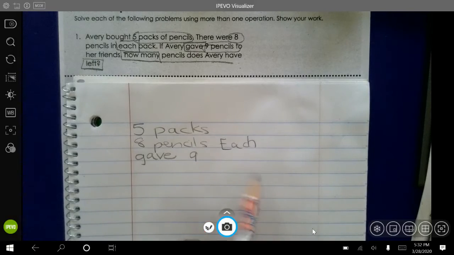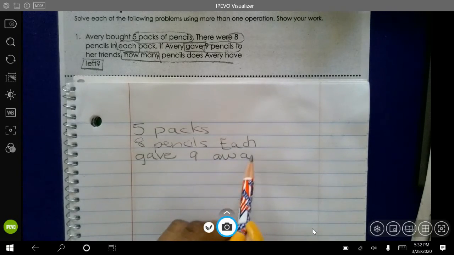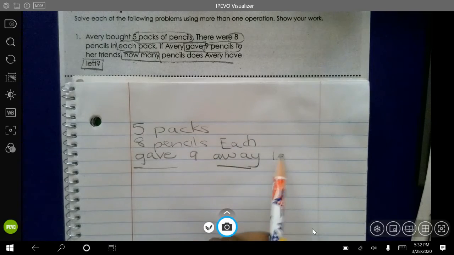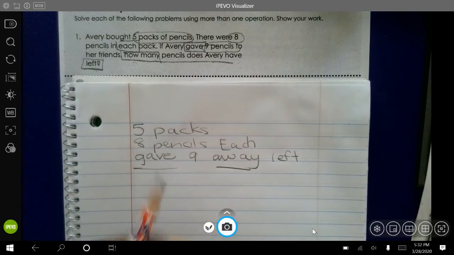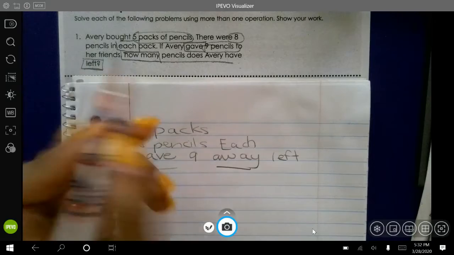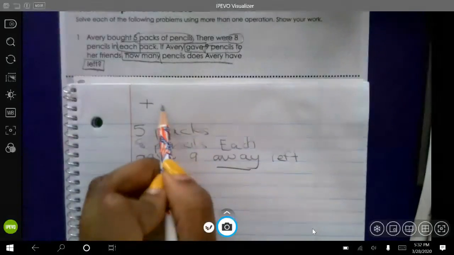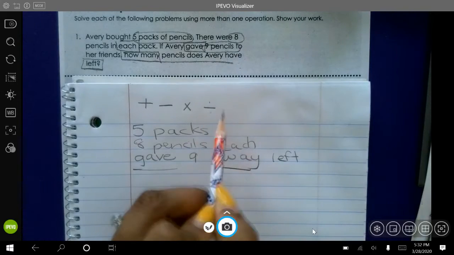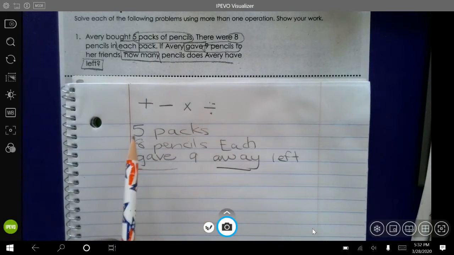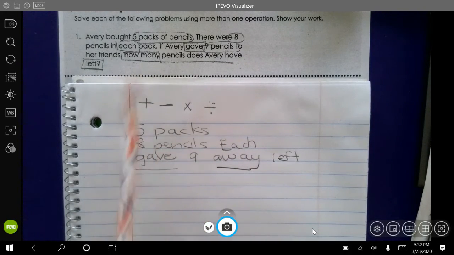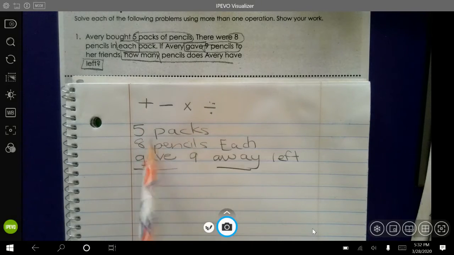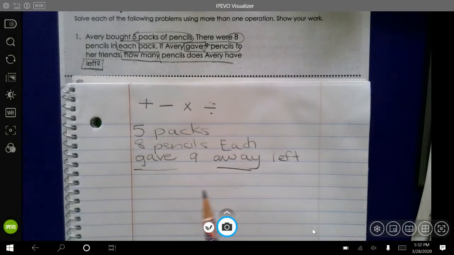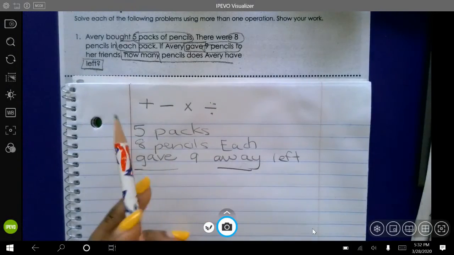9 pencils away. So these words are going to let you know, and left is going to let you know what operation you need to use. So we know our 4 operations are addition, subtraction, multiplication, and division. All right. So the first 2 things that we need to look at before we can even answer our question, we need to know how many pencils she had first before we can even understand how many she had left when she gave some to her friends.